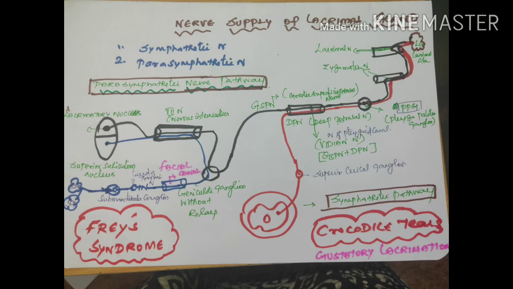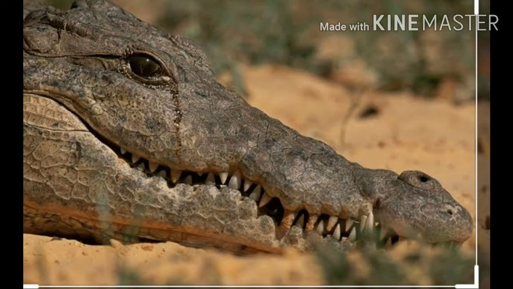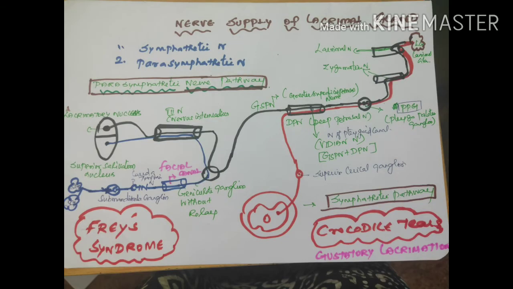From the pterygopalatine ganglion, the postganglionic fibers arise and these fibers pass through the zygomatic nerve. It is a branch of the maxillary nerve, and from the zygomatic nerve it passes to the lacrimal nerve. It is a branch of the ophthalmic nerve, and finally it enters and supplies the lacrimal gland. Two syndromes related to the lacrimal gland are crocodile tears and Frey syndrome.